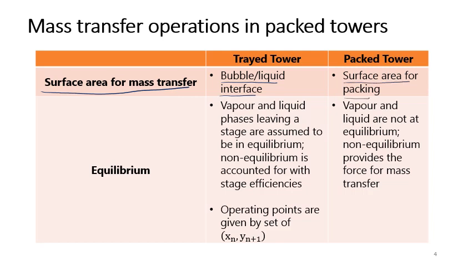In terms of equilibrium, vapor and liquid phases leaving the stage are assumed to be in equilibrium in a tray tower. Okay, but because it cannot reach equilibrium in the real world, the non-equilibrium is accounted for with the stage efficiency. So, the operating points are given by the set of xn and yn+1.